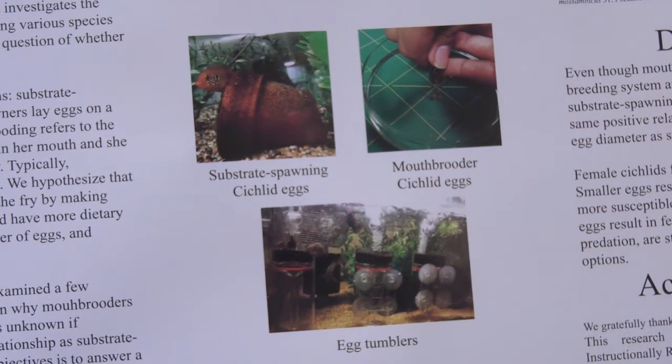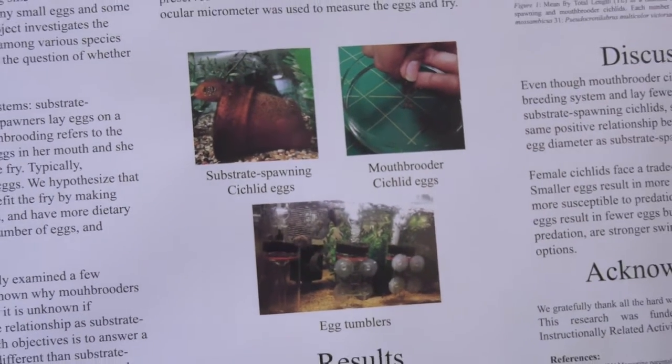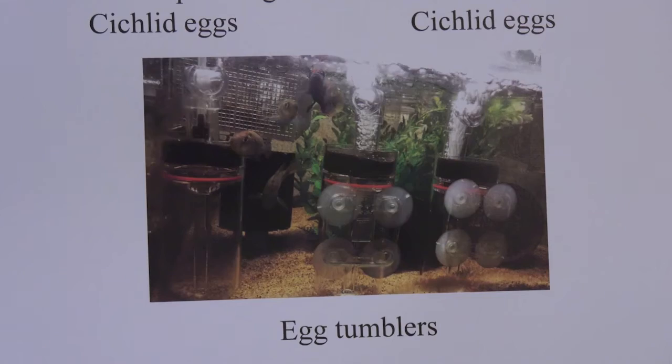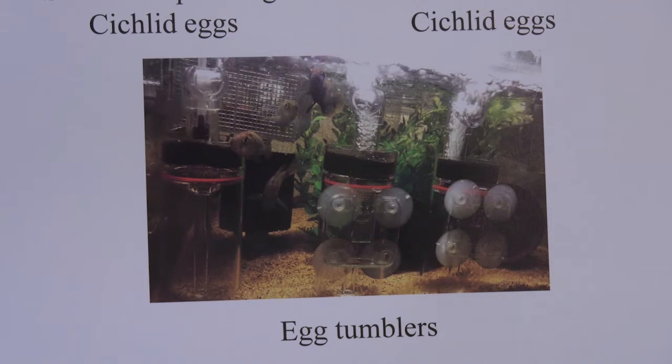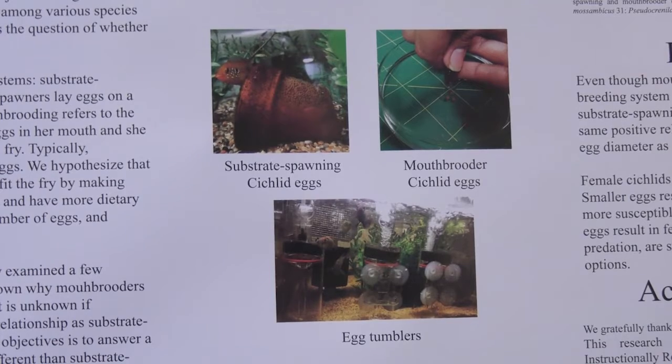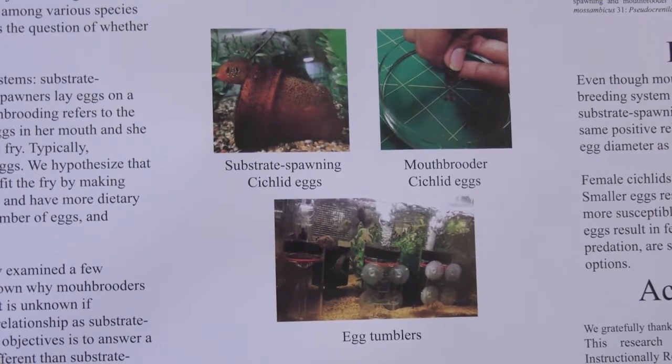Sometimes mouthbreeder cichlids reject the eggs as soon as you strip them out of her mouth, so we use artificial egg tumblers to tumble the eggs until they hatch. As soon as they hatch, we will isolate the wigglers into a small tank, and we will wait until they become fry size, meaning baby fish.